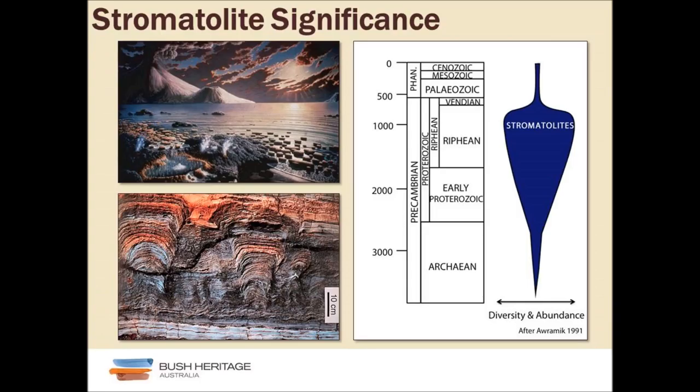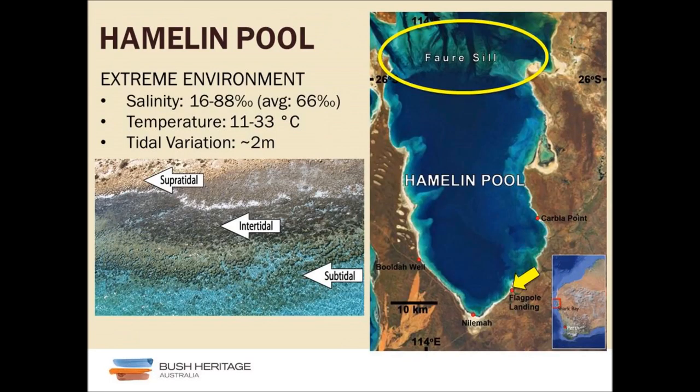Hamelin is a really extreme environment. The average salinity in Hamelin Pool is 66 parts per thousand. Normal ocean salinity is around 35 parts per thousand. So Hamelin has a salinity around twice that of normal ocean water. But the other thing that's interesting about Hamelin Pool is the range of salinity: we've captured readings as low as 16 parts per thousand. That's fresher than normal marine salinity. And then even up to 88 parts per thousand, which is really high.